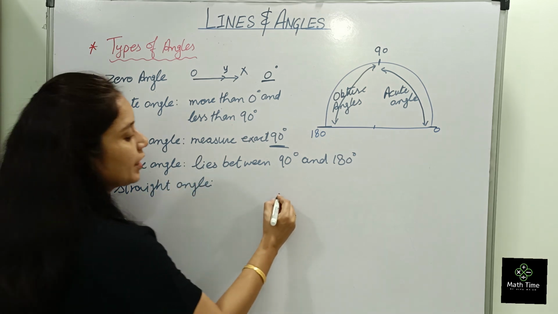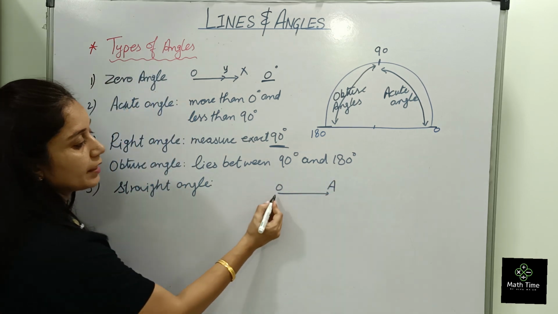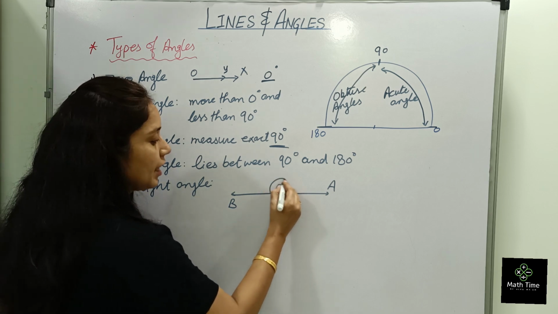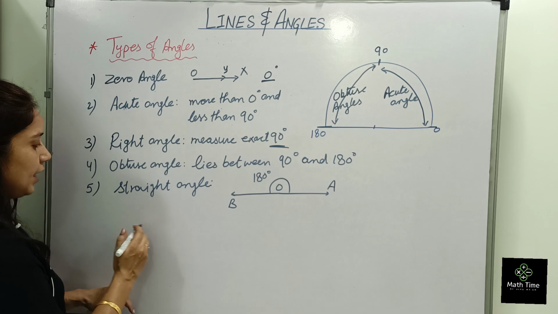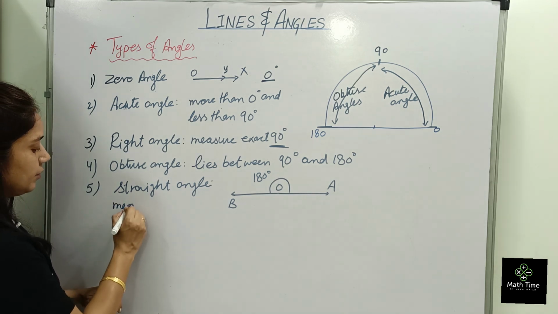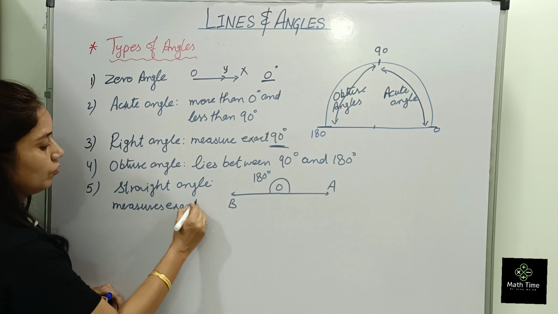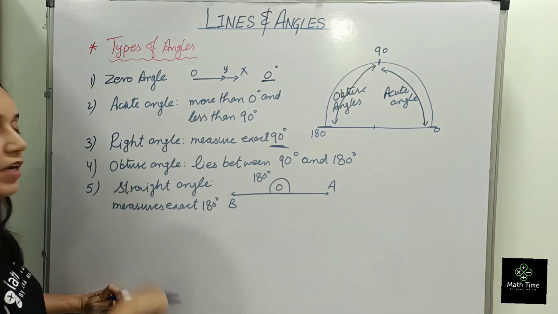See the figure, you are having one ray here OA and another ray exact opposite of this OB. So this angle which is formed is exactly 180 degree. Straight angle measures exactly 180 degree. Done? 5 types of angle.